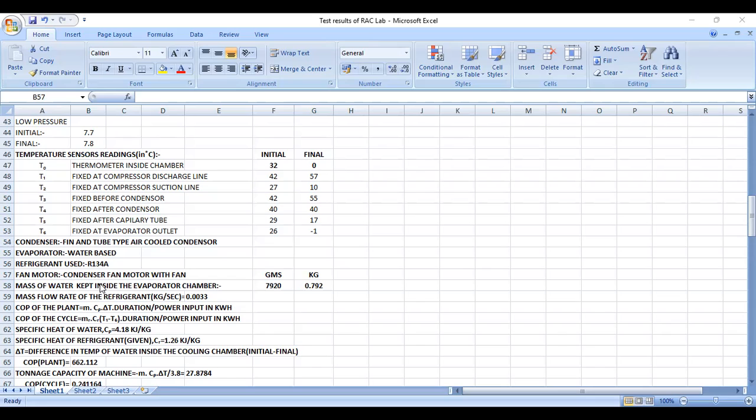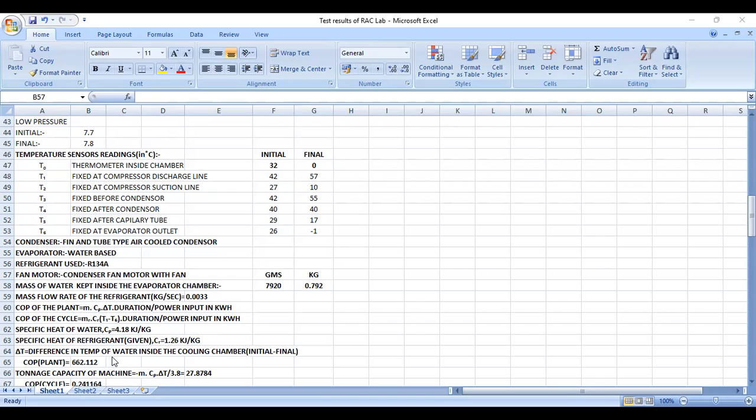The fan motor system. Now what we have: COP of the plant is m Cp delta T multiplied by the duration of the plant power output in kilowatt hour, and COP of the cycle is m Cr (T6 minus Tr) over duration of the power output in kilowatt hour. The specific heat of the water Cp is 4.18 kilojoule per kg, and the specific heat of the refrigerant is given as 1.26 kilojoule per kg.